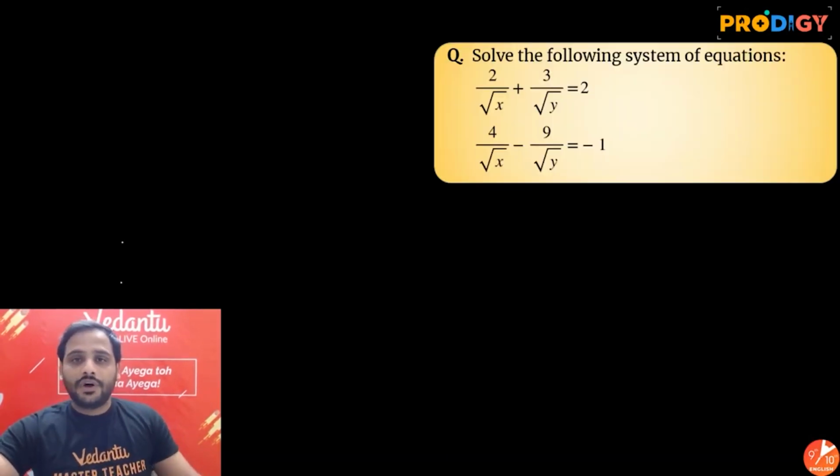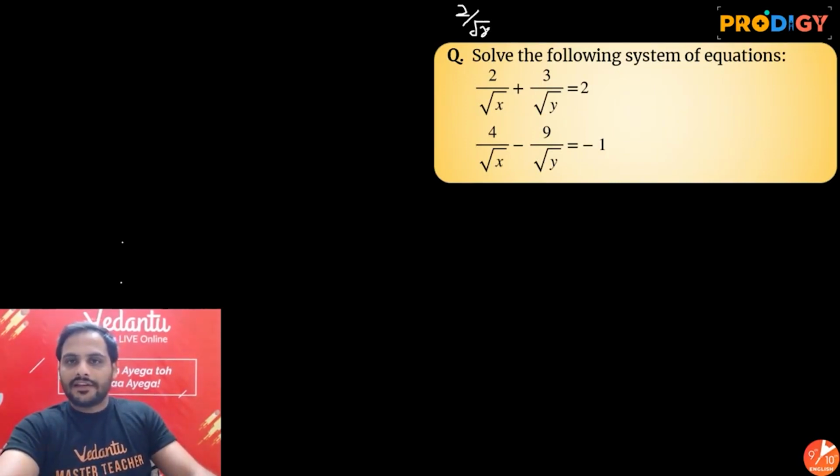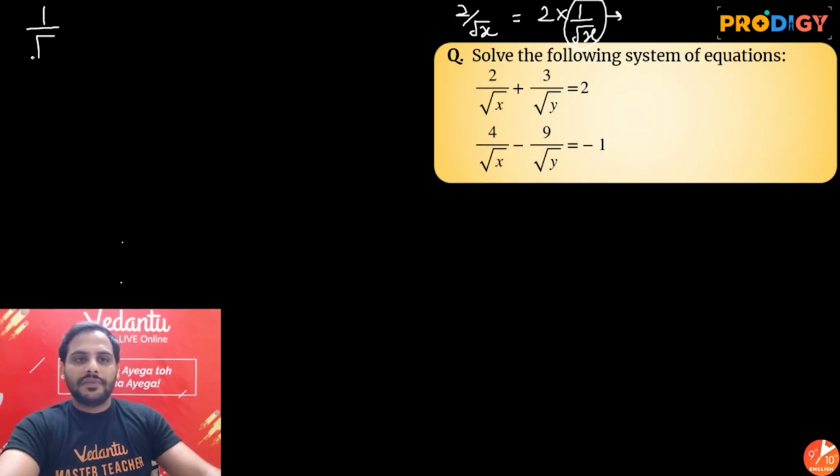Next question. Solve the following system of equations, these two equations. Now look, root x is given, root y is given. So if I take 1 by x as a, it will not work. It is 1 upon root x. 2 by root x, I can write as 2 into 1 upon root x. So now 1 upon root x I will take as the variable. Let us say 1 by root x is equal to some variable a and 1 by root y is equal to some variable b. So the equation becomes 2 into 1 by root x, or 2a plus 3b is equal to 2.